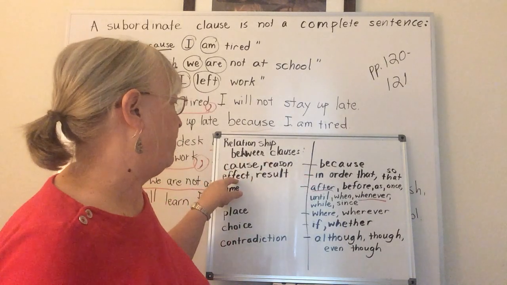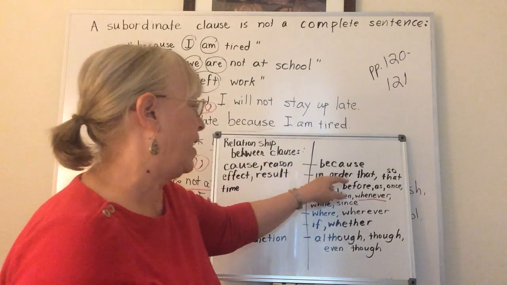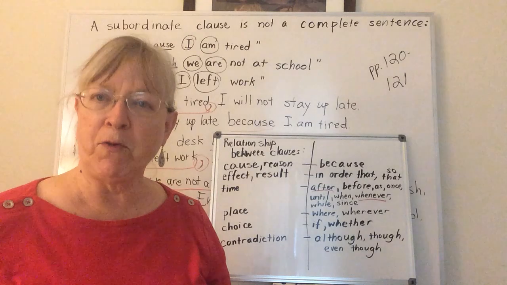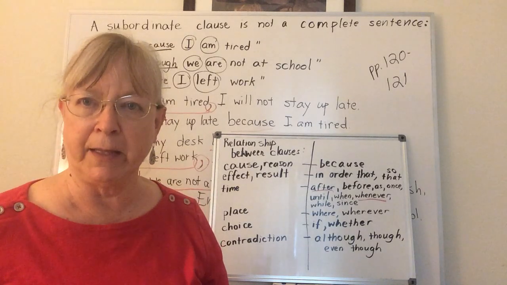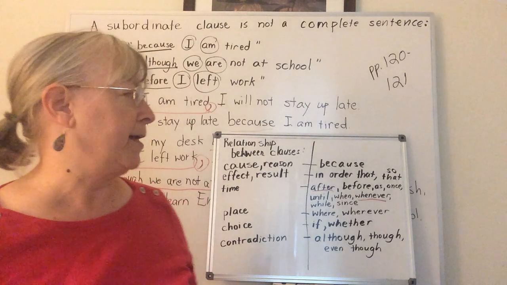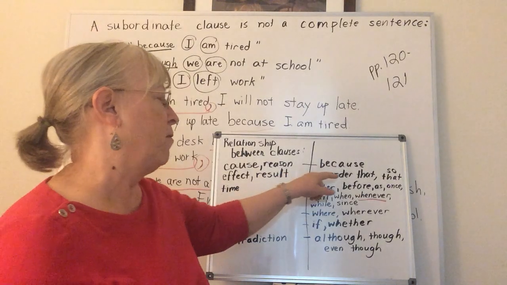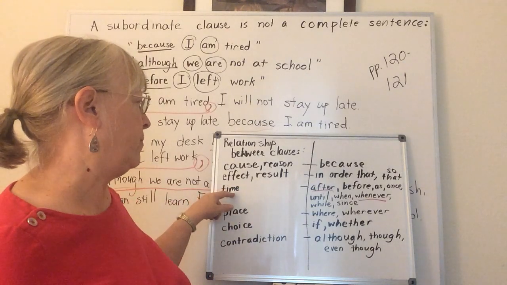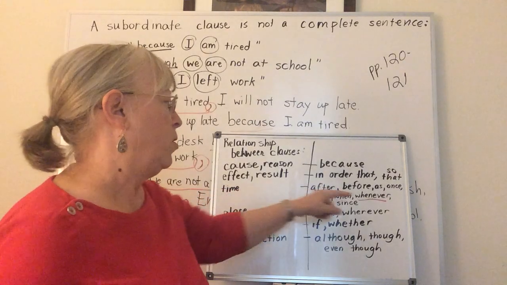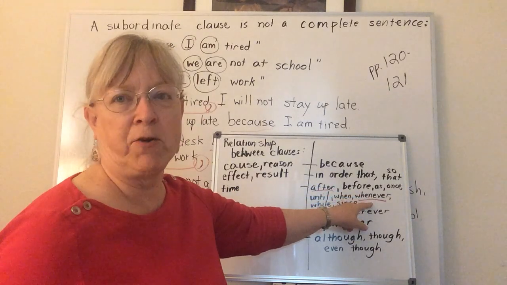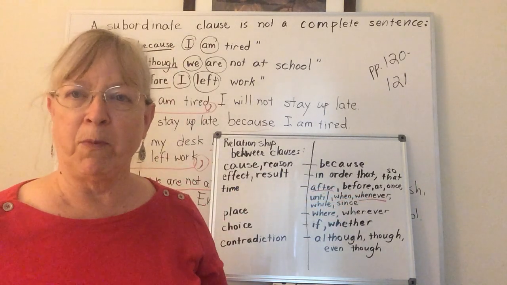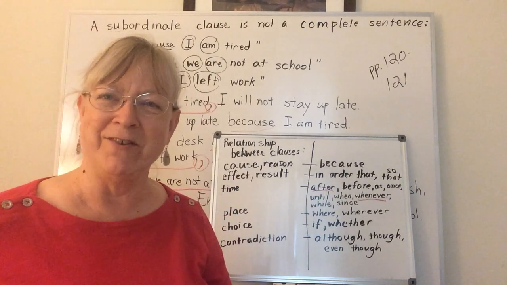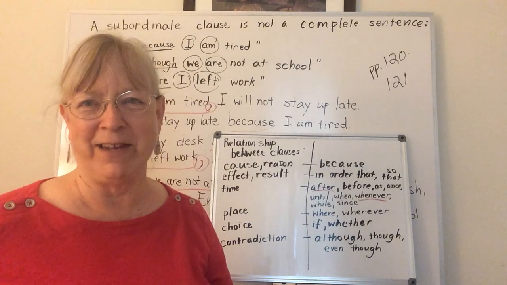In effect or result: in order that, so that. I am teaching you at home so that you can continue to learn English. You are studying at home in order that you will continue to learn. Time: whenever the virus is under control, the school will probably start meeting at the building again. I hope that's soon, don't you? I would love to see you again.